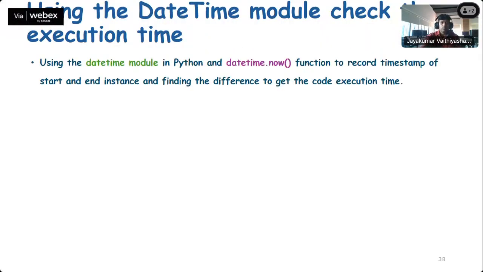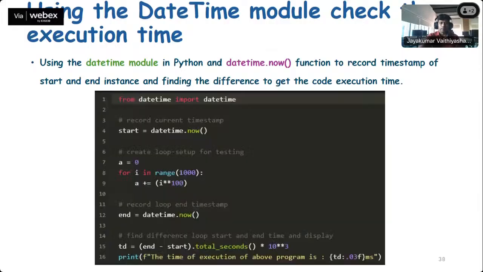Next, we use different time functions, using the datetime module in Python. Here we are using datetime.now. It records the timestamp of the start and end instances and finds the difference to get the code execution time. So in multiple, different ways, you are able to do the time calculation. This is an alternative method. I'll share this code with you.